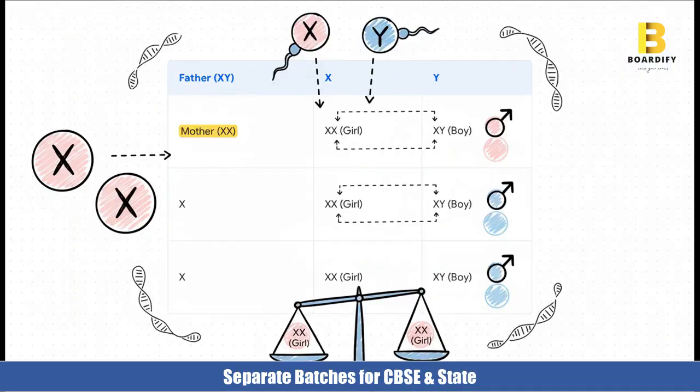So how does this play out? It's actually pretty straightforward. Since a mother is XX, every egg she produces will always carry an X chromosome, no other option. The father, though, is XY, so when he produces sperm, about half will carry an X and the other half will carry a Y. So you see, it all comes down to which sperm reaches the egg first. If it's an X sperm, you get XX, a girl. If it's a Y sperm, you get XY, a boy. It's always a 50-50 chance.